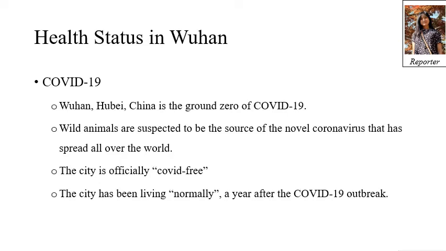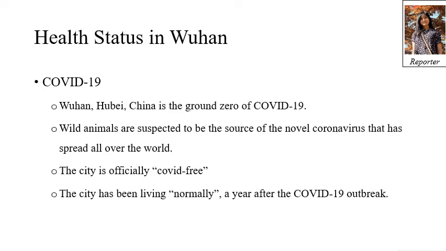Health status in Wuhan. In December 2019, several cases of COVID-19 emerged in the city of Wuhan, making it the ground zero of the coronavirus pandemic. The virus spread rapidly due to the celebration of Chinese holidays, and more cases started to appear in nearby provinces. Wild animals sold in the wet market are suspected to be the source of the novel coronavirus. Not long after, the virus spread all over the world and gained global attention.